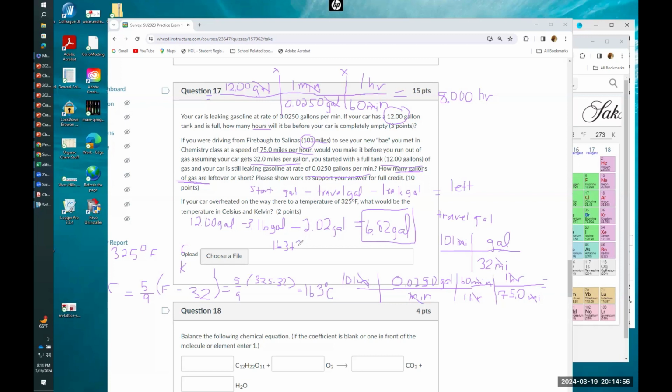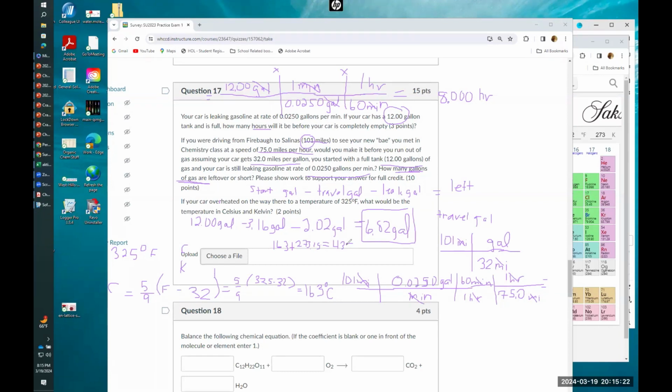And then to change this to Kelvin, we go 163 plus 273. And you can use 273.15 if you want to be exact, or you can just use 273. It'll be fine. And then it'd be 435.93, so 435.